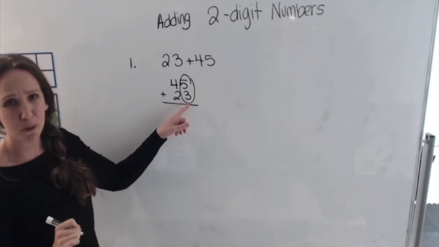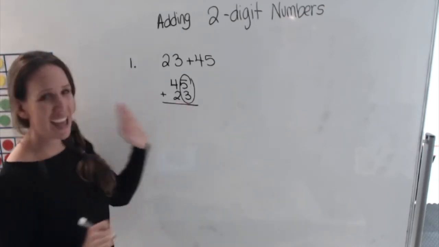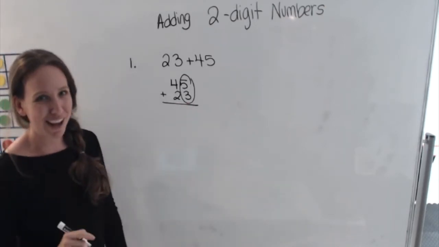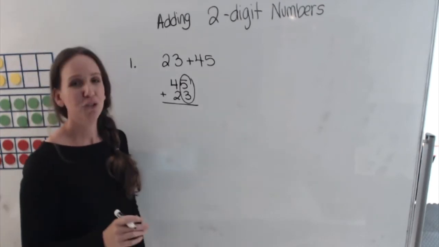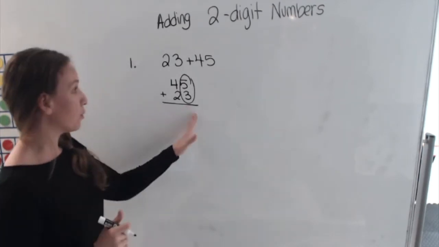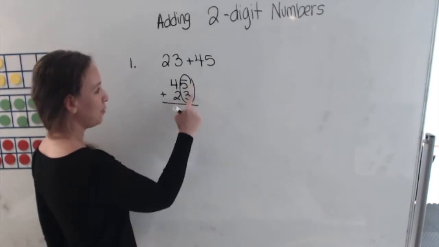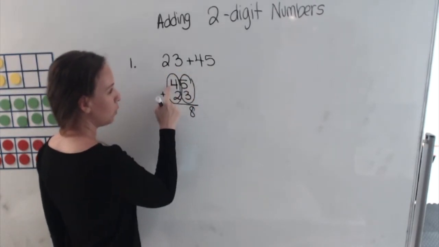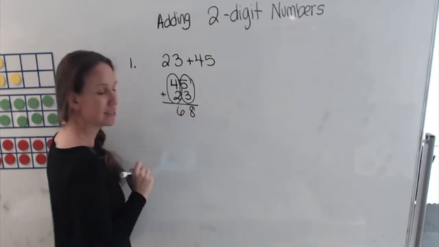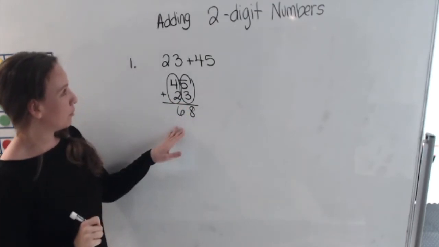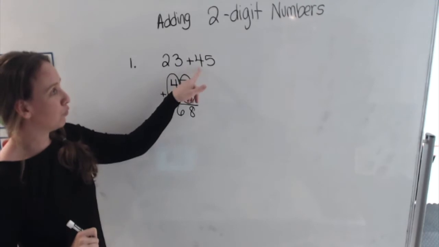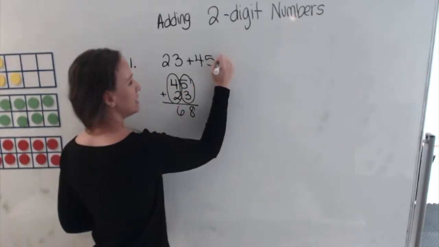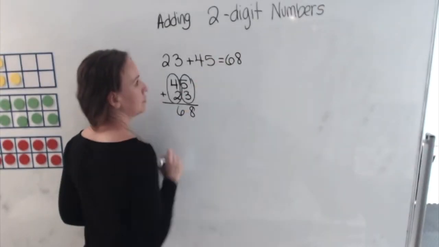This column is super important. We always want to do the end first. And you'll figure out tomorrow why, but I promise you. So let's get in the right habit and do it in the right order. So 5 plus 3 is 8, and 4 plus 2 is 6. And when we add them up, we know that 23 plus 45 is 68.